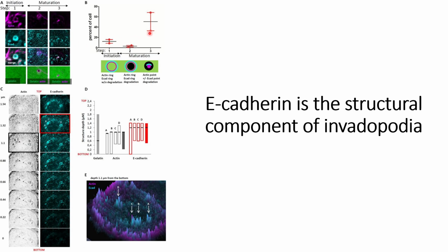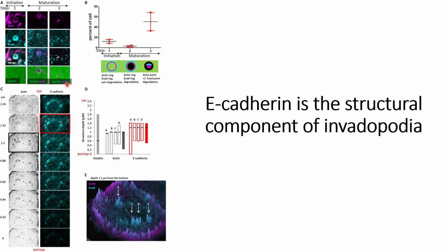And in step 3, they see that complete degradation occurs, and the cells will either be actin-positive and E-cadherin-negative, or E-cadherin-positive, as can be seen in this image. The E-cadherin rings seem to be degraded, and the actin rings also shrink down.